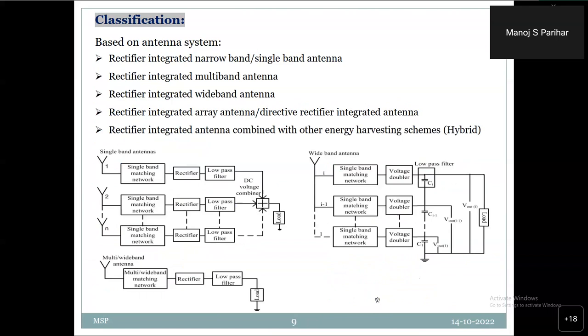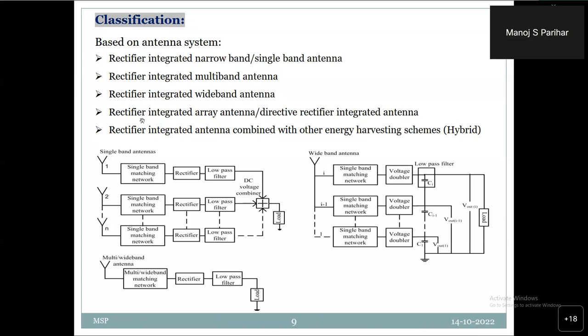Then we can classify energy harvesters depending on the type of antenna you are using. We can have a narrowband antenna, a rectifier integrated narrowband or single band antenna. But a single frequency source may not be sufficient to power your device, right? So we can have multi-band antennas which can harvest energy from multiple bands, so multiple RF sources. We can combine Wi-Fi or GSM or other wireless standards, right? In this case we are combining frequencies in a discrete manner. We can also have continuous frequency combination. So we can have a rectifier integrated wideband antenna, which combines any number of frequencies, or a range of frequencies, and converts them into DC.